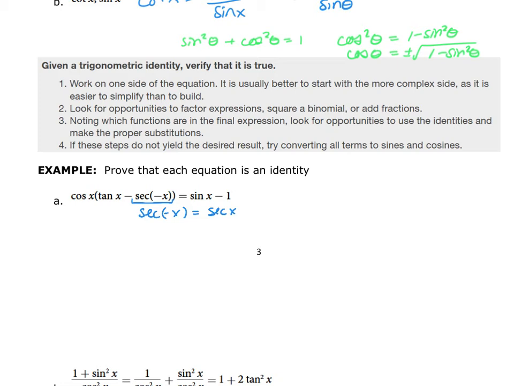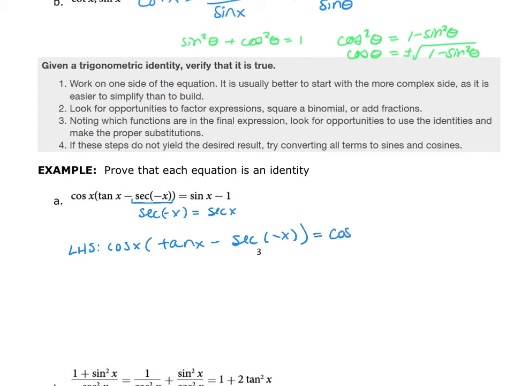I strongly suggest that you declare the side that you're going to work on. I'm going to declare the left-hand side. So I do the left-hand side, LHS is left-hand side. I will rewrite the left-hand side before I actually start proving the identity. That way you all know, and me as your teacher will know, which side you've declared and what you've started to do. So I start out with the left-hand side.